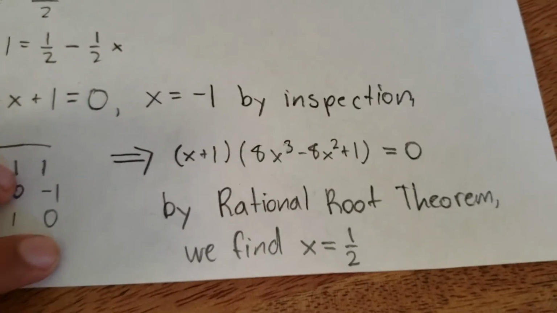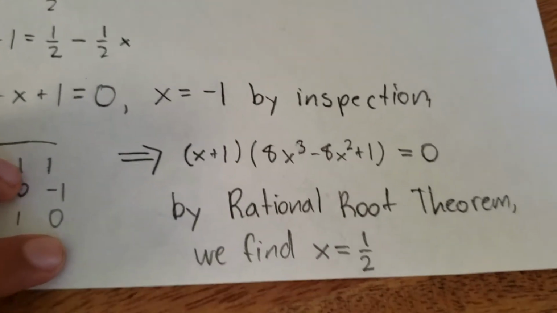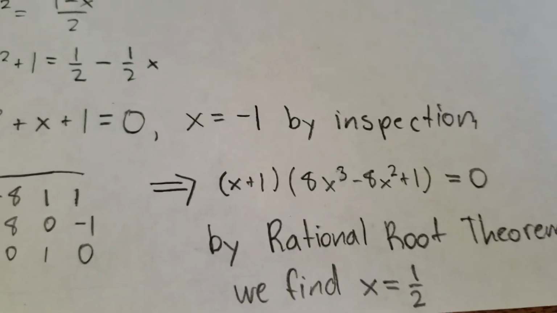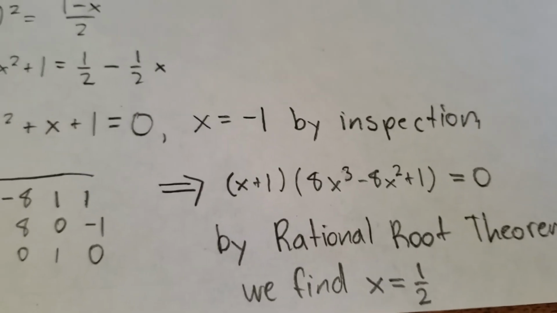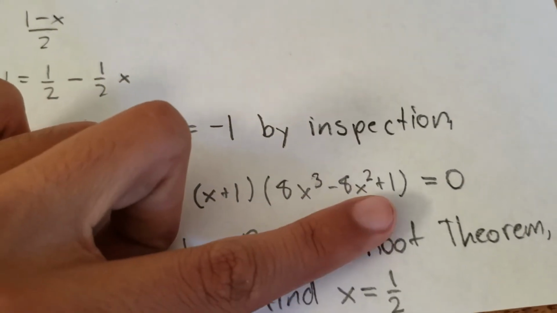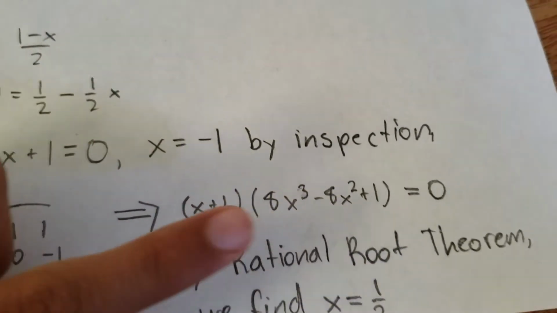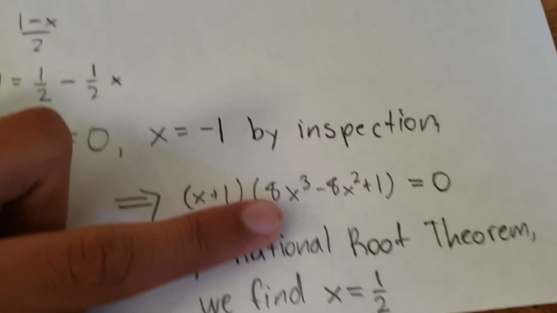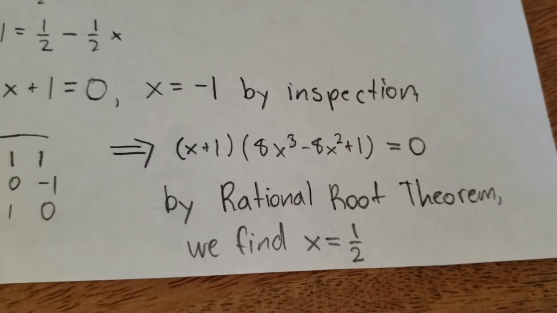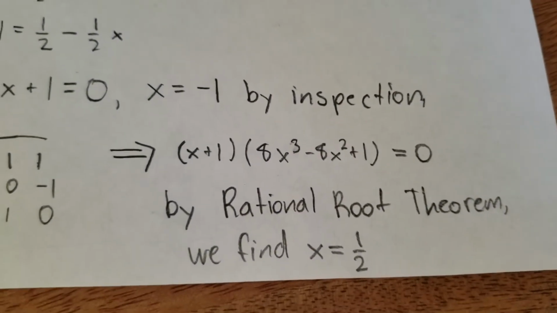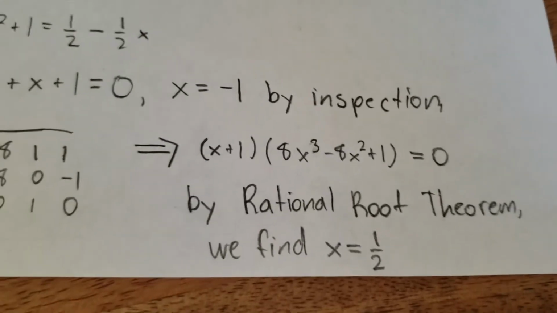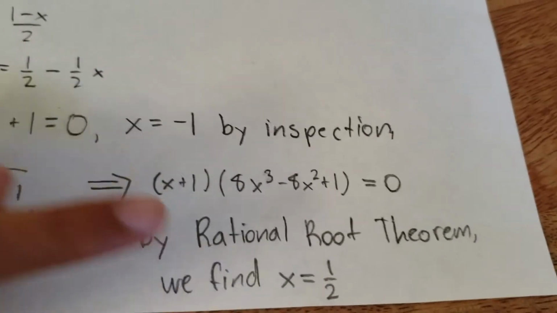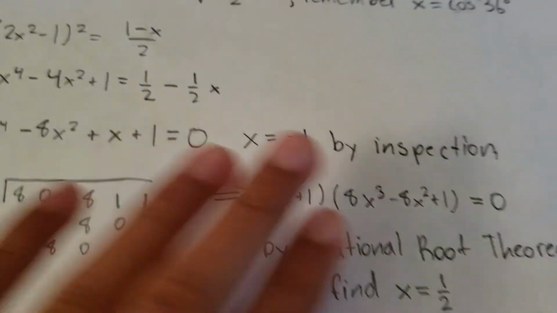By the rational root theorem, we can also find x to be 1/2. With the rational root theorem, we find all factors of the constant term and all factors of the coefficient of the leading term. We plug each of those numbers into the expression and see whether it equals 0. And again, we can also find this by inspection. x is 1/2. That's another solution to this polynomial.